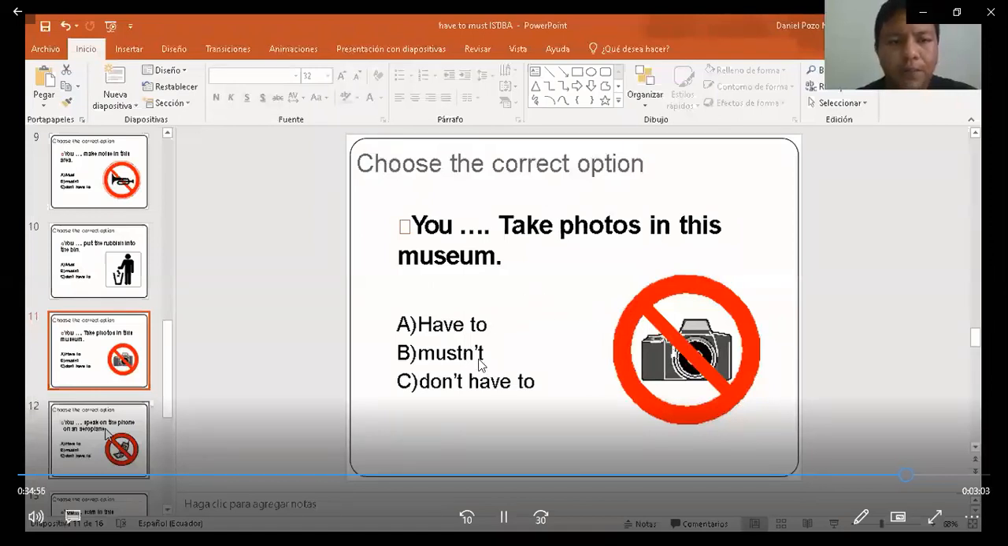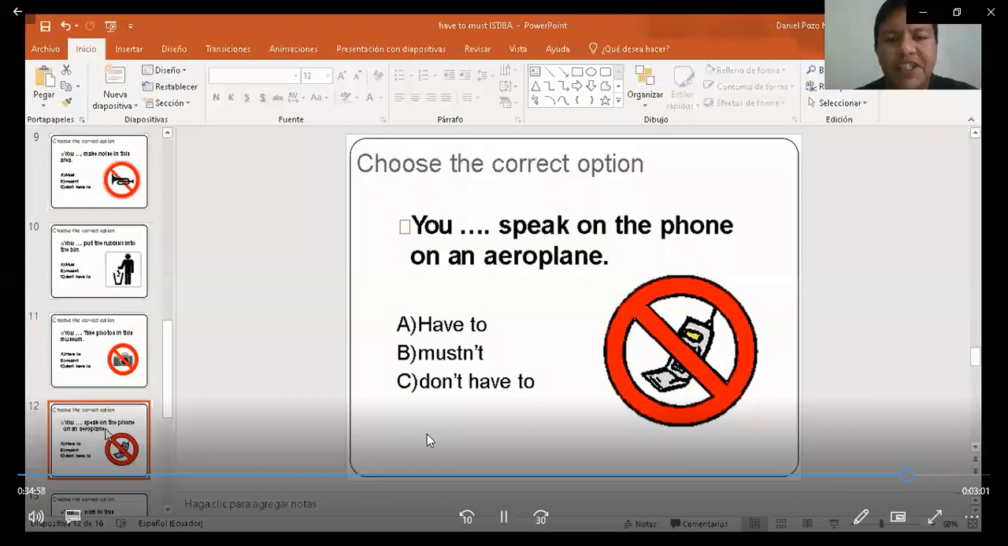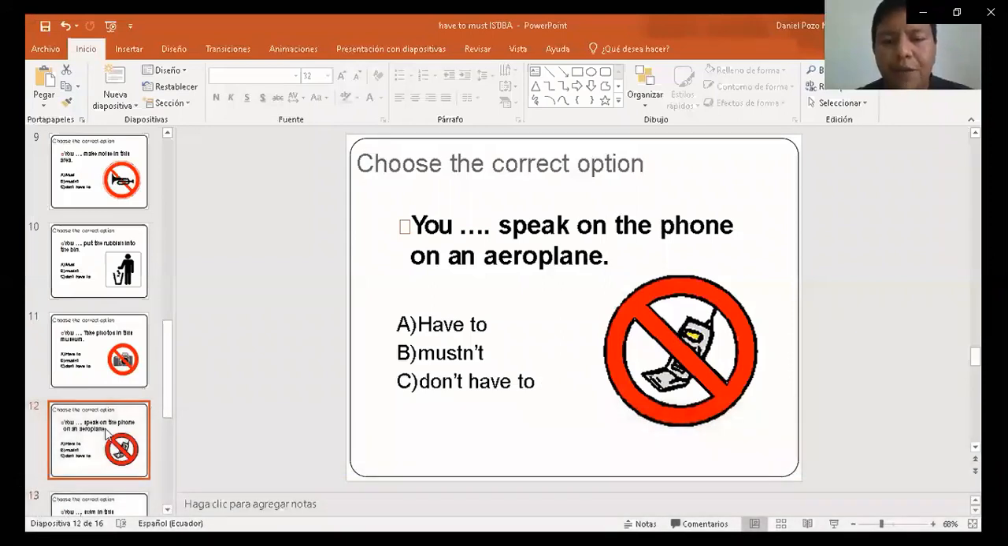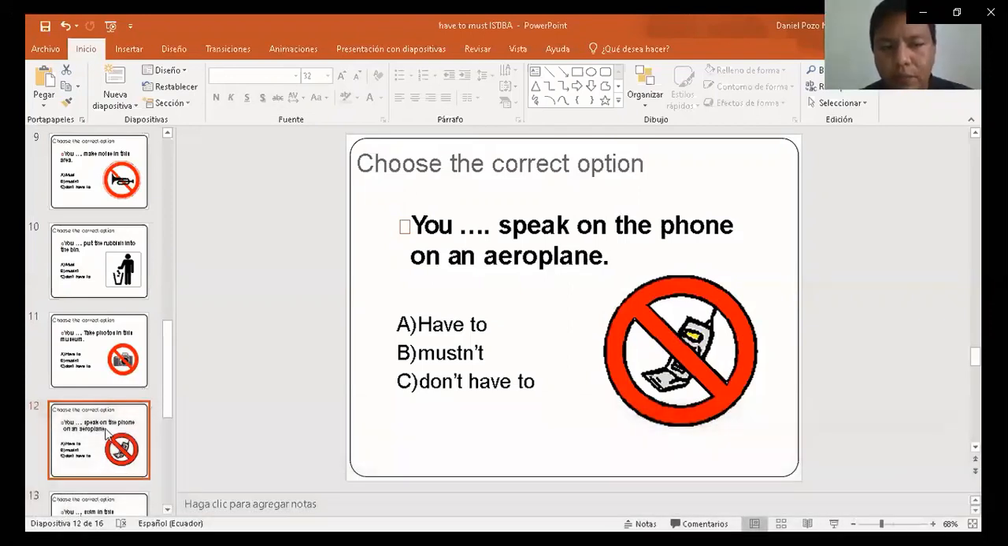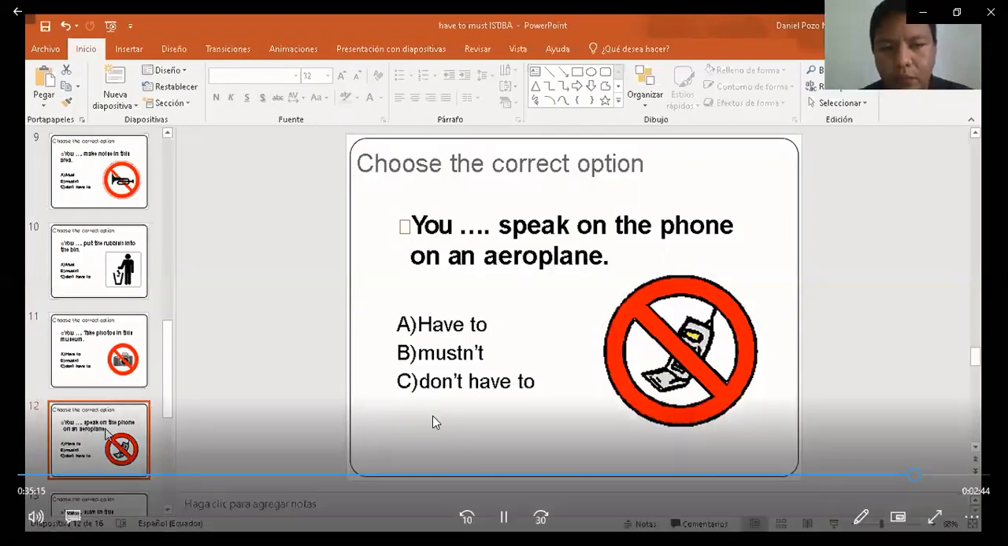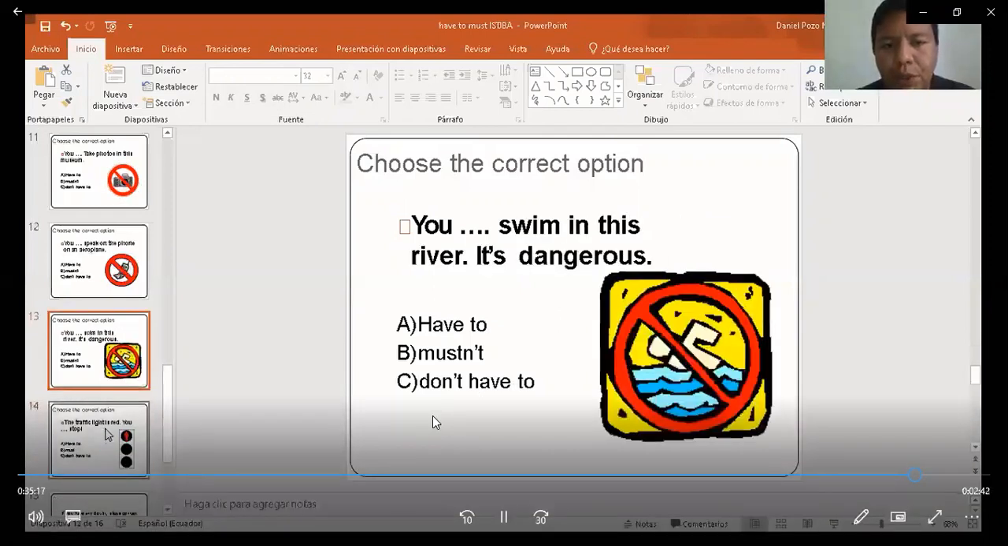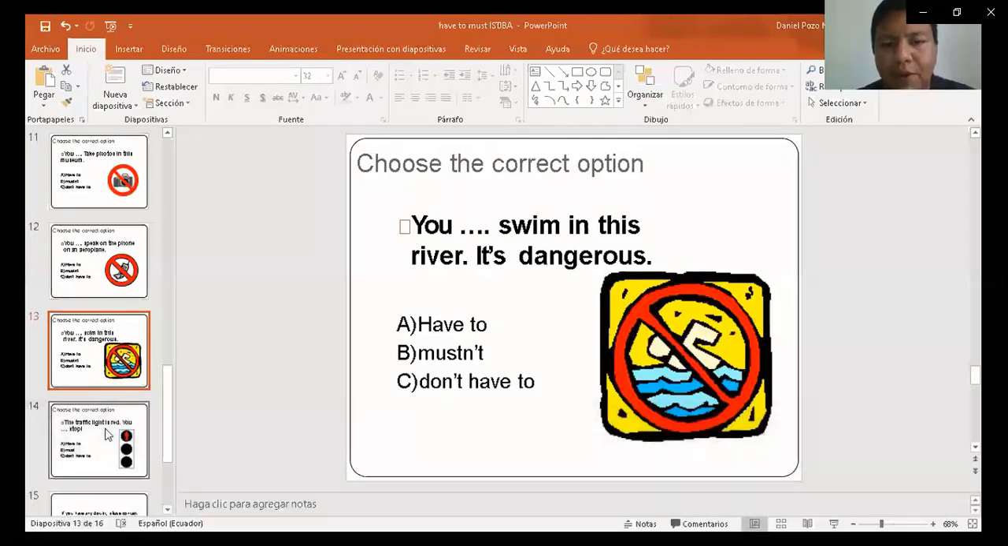Next one. You speak on the phone on an airplane. Have to, mustn't, or don't have to. You swim in this river. It's dangerous. Choose the correct. Have to, mustn't, don't have to.